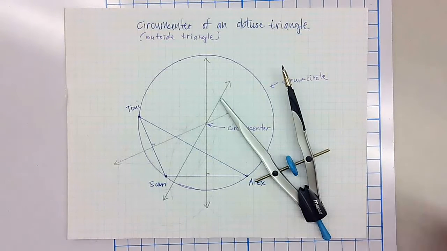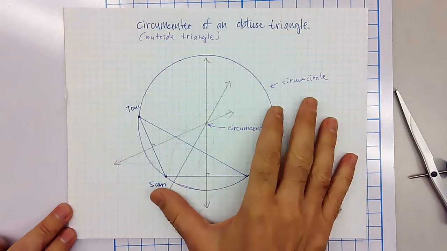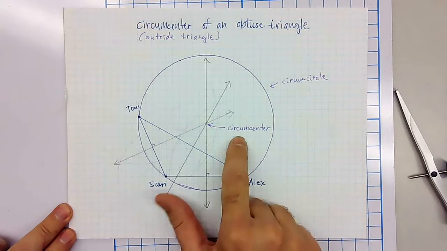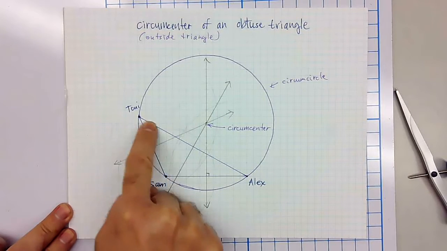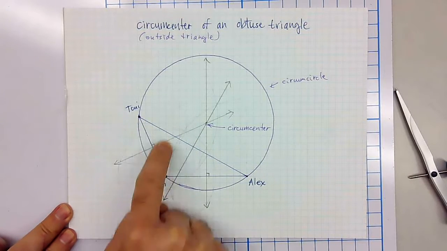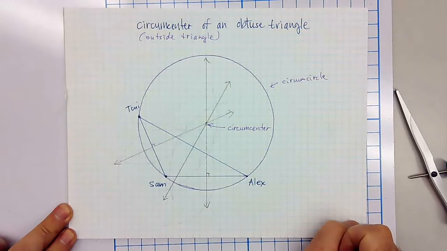All right, this is a quick review video of constructing the circumcenter and the circumcircle of a triangle. In this case, we constructed the circumcenter of an obtuse triangle. And because it was obtuse, our circumcenter is outside of the triangle.